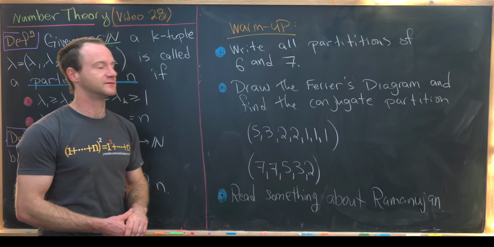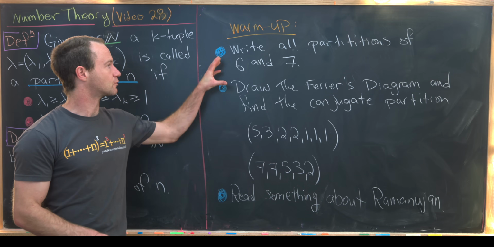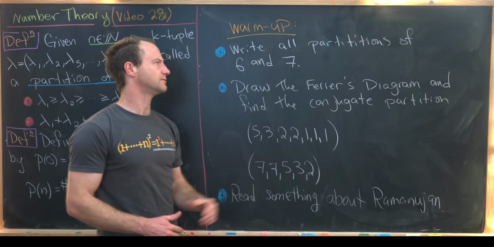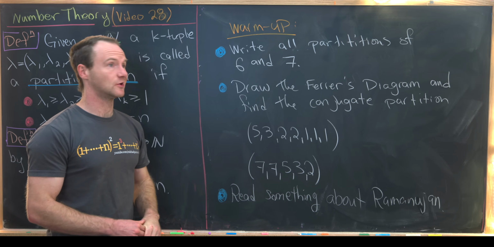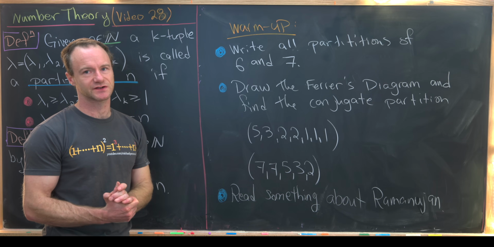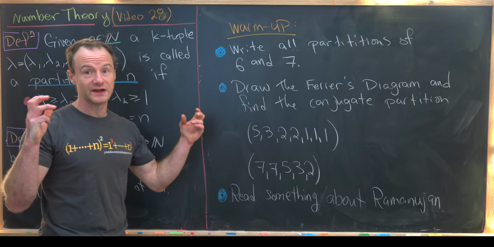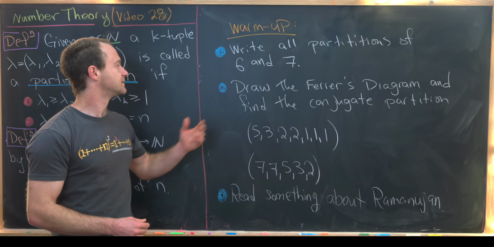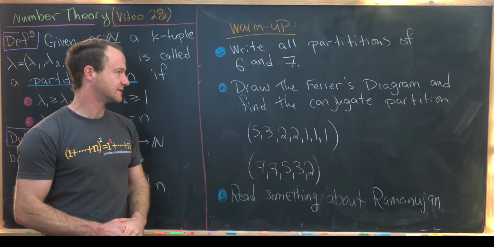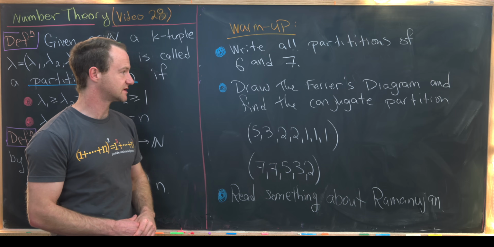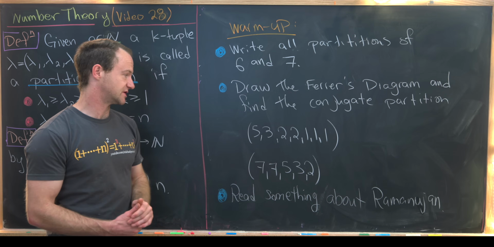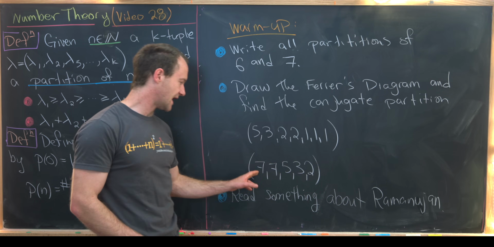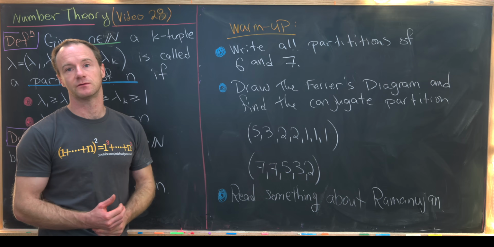So here's some warm-up problems based on what we just did. Write all of the partitions for 6 and 7. So this might be close to the largest numbers where this is a reasonable exercise. It's probably still reasonable for 8, 9, and 10, but just not very fun. Okay, next, draw the Ferrers diagrams and find the conjugate partitions for each of these partitions. So we've got 5, 3, 2, 2, 1, 1, 1, and 7, 7, 5, 3, 2.